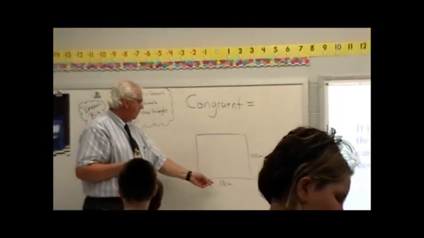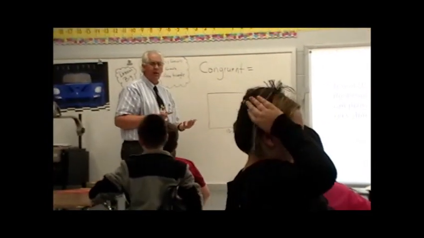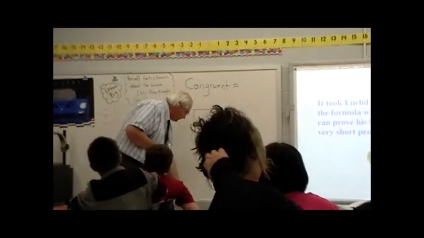Someone was giving me perimeter. They gave me 40. That's 10 plus 10 plus 10 plus 10, which would be 40. But I wanted the area, and it's 10 times 10. So this is 100. That's pretty simple stuff, isn't it? We've been doing that for a long time.